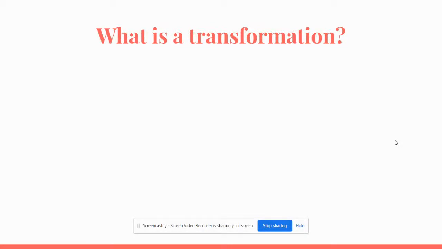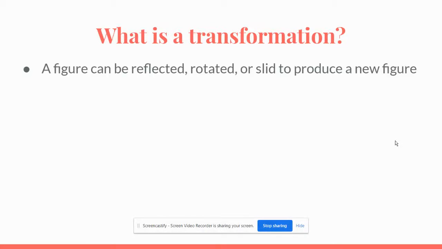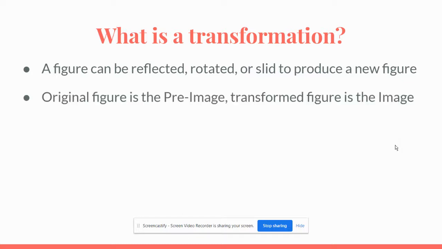So, what is a transformation? There's a few things. A transformation is something that can be reflected, rotated, or slid, and that's going to produce a new picture for us. The picture that we start with, our original, is our pre-image. Our result is called the image. So from now on, we're not going to call them original and new. We're going to call them pre-image and image.